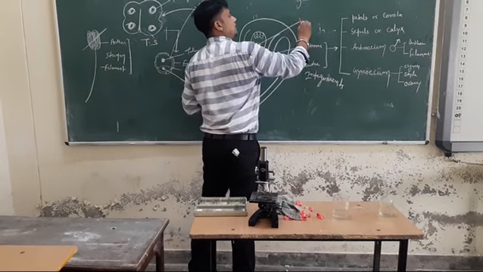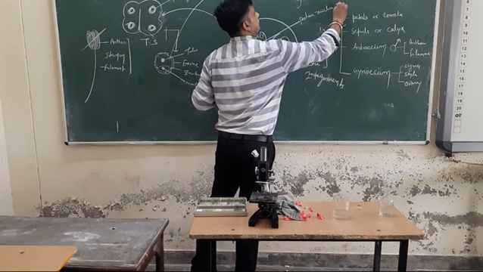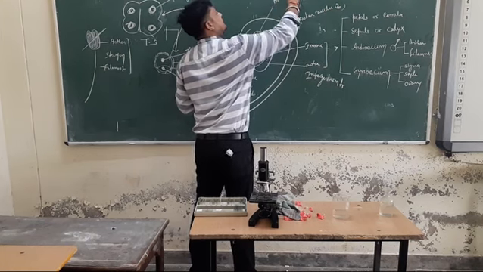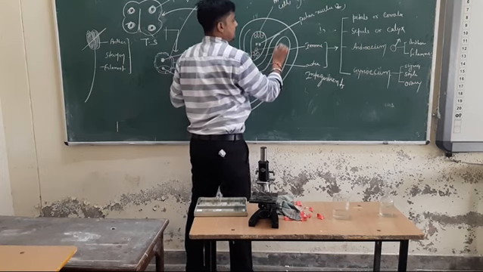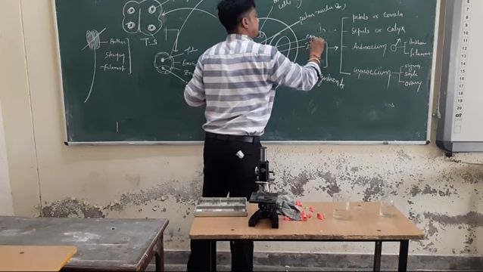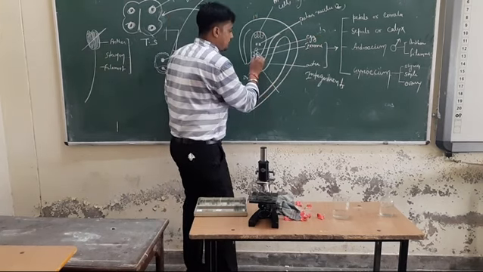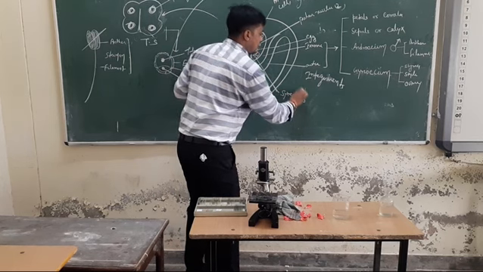Inside this, these are called the polar nuclei, two in number. And these are called the antipodal cells. And this is called the what? The egg. This is the most important: the egg is fertilized to form the zygote. And these two along with the egg are called the synergids.